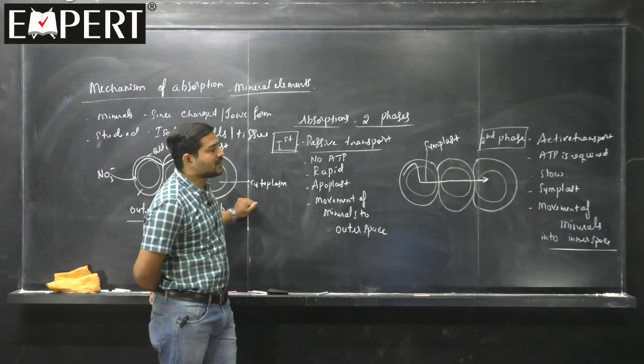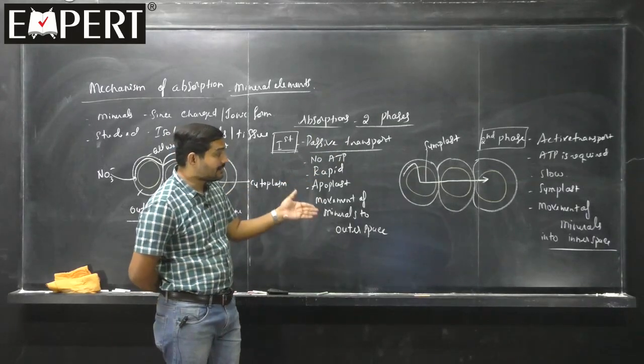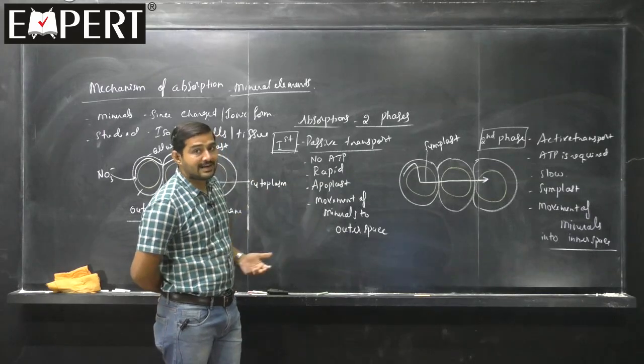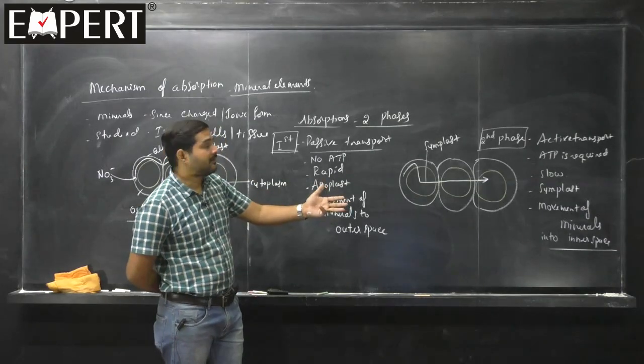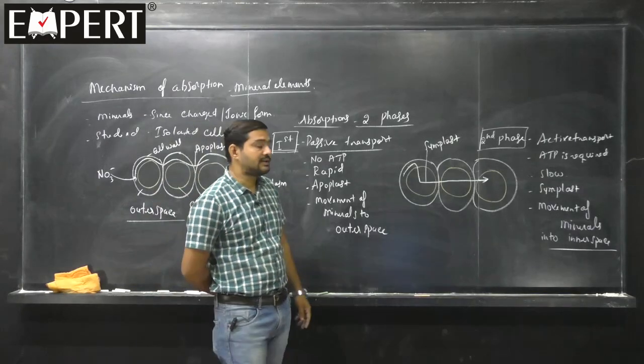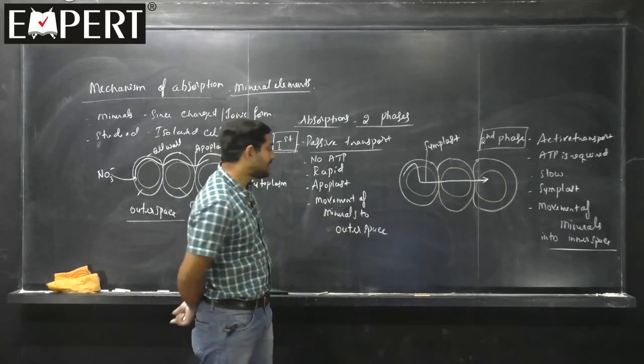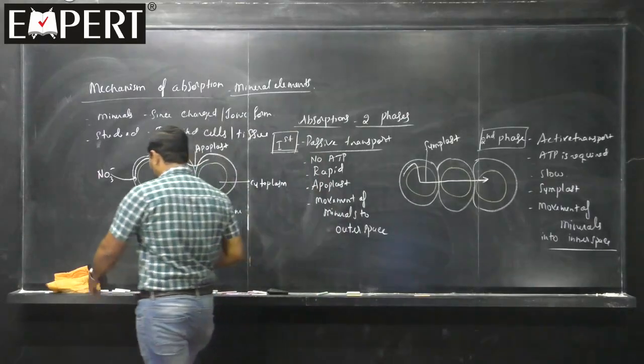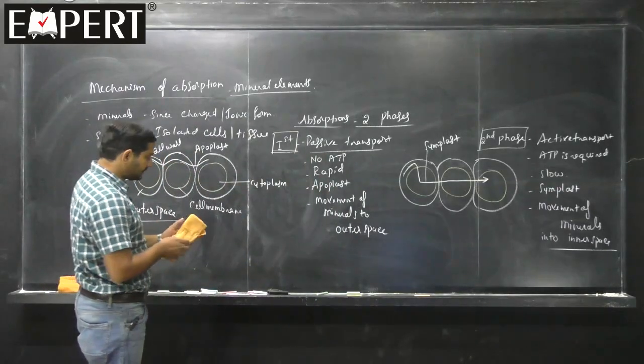And active transport is the second phase where it has to cross the cell membrane. It can move from one cell to another cell through the plasmodesmata, and it is a slow process by symplast, and movement of minerals into the inner space occurs by symplast. I think things are clear for you.